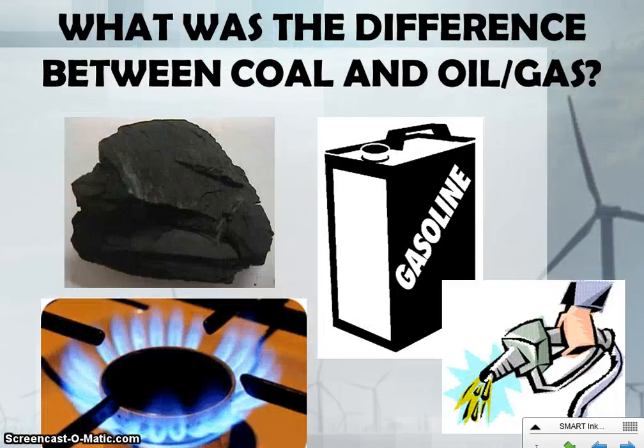So what was the difference between the coal and the gas and the oil? Well, the difference is that we're going to be able to find coal in places that are covered by land. And if we want to mine for gasoline or for natural gas, we're going to have to look in places where there once was an ocean, or where there still is an ocean, or a large body of water.